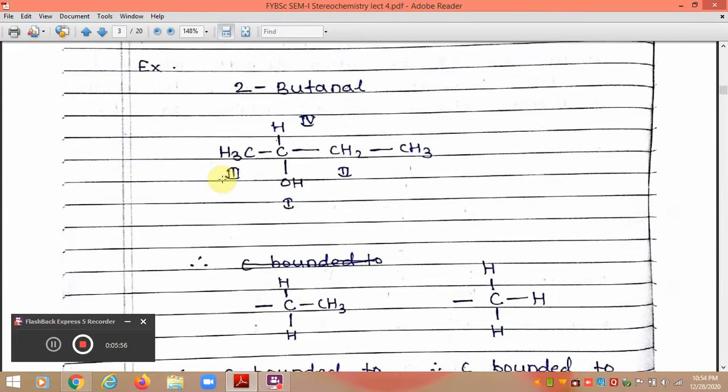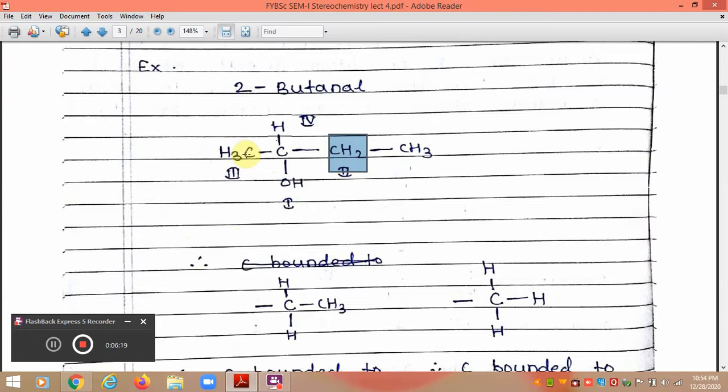So again here you can see this is also carbon, and this is also carbon. Which carbon will have the highest priority? Oxygen has the atomic number 8, so it will have the highest priority. Hydrogen has the atomic number 1, so it will have the lowest. But in between this CH3 and this CH2, which will have the highest priority?